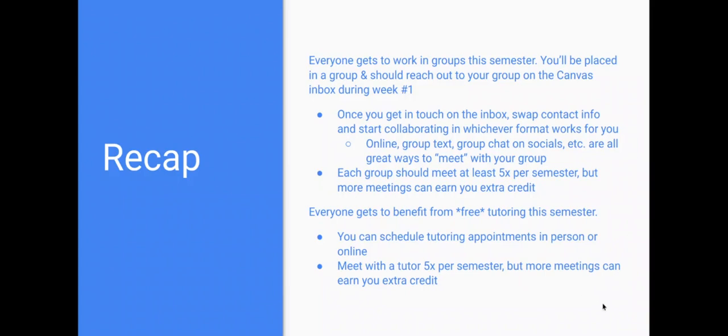All right, so a quick recap. Everybody gets to work in groups this semester. You'll be placed in a group. You should reach out to your group on Canvas during week number 1. Once you get in touch on the inbox, make sure that you're responding to your group email. Swap contact info, start collaborating in whichever format works for you. Online, group text, group chat on socials. Maybe you do want to meet in person. Whatever you guys want to do is fine with me.